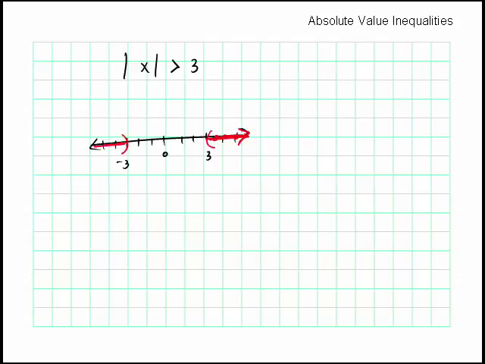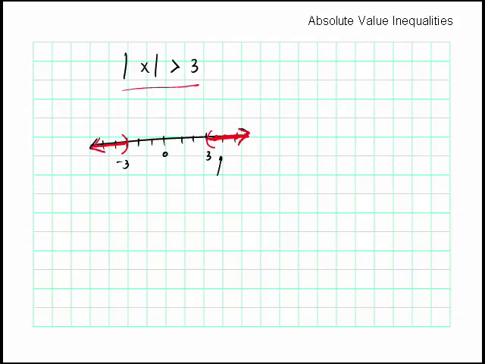And also these numbers out here on this end would also work if I plug them in. For instance, negative 4, the absolute value of negative 4 is greater than 3. So I have shaded all the solutions to this inequality. Notice that there's 2 pieces to it.